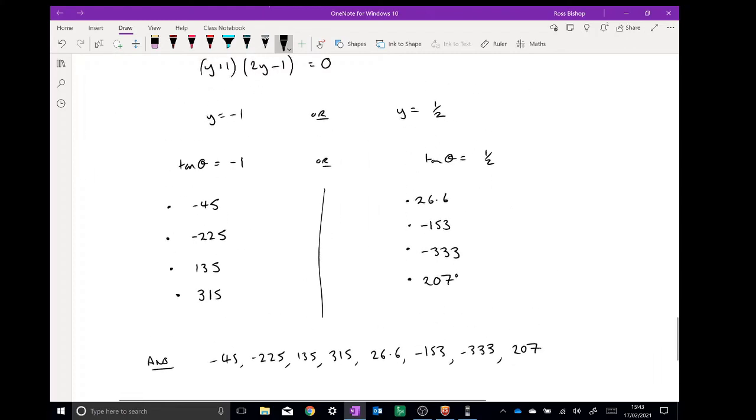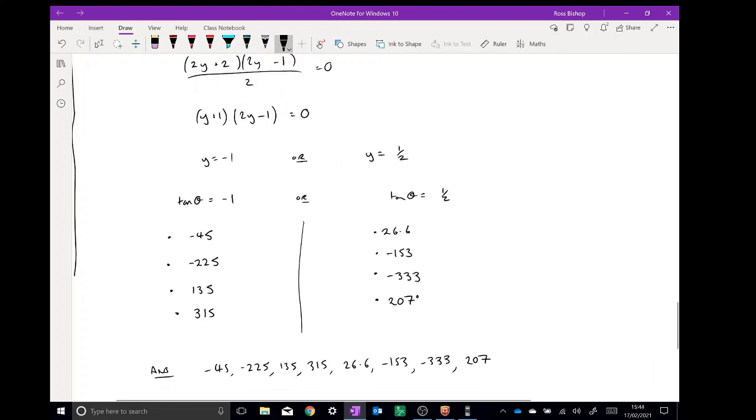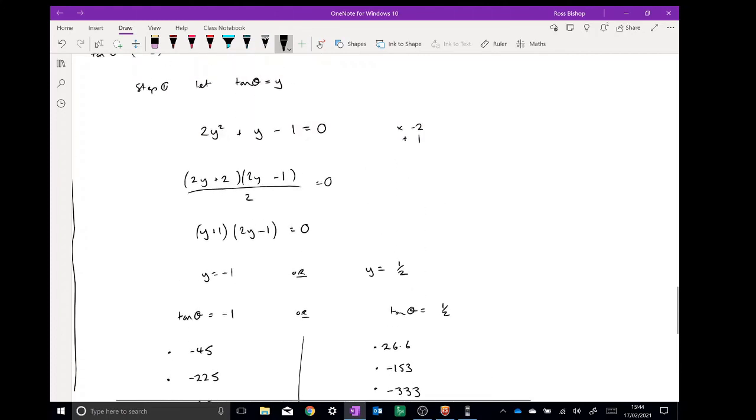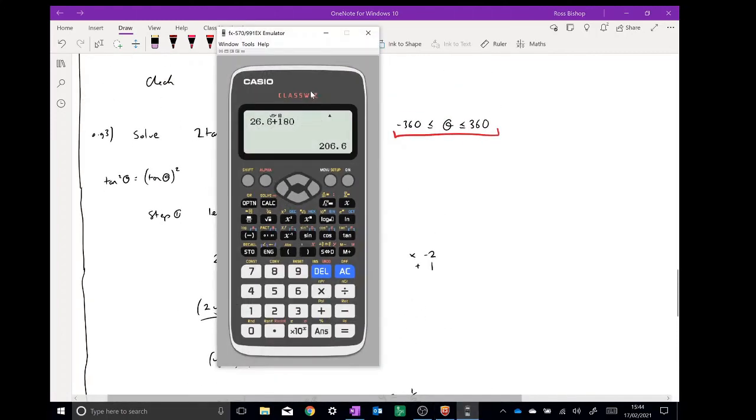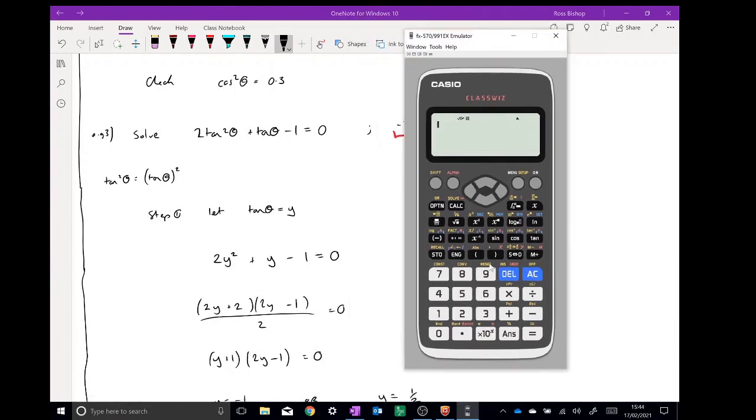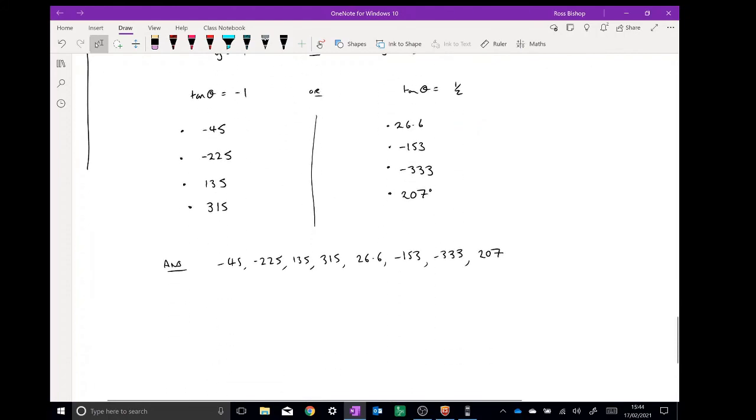So if I go right back to the start again, let's just pick, say, minus 153. So it's 2 tan minus 153, all of that squared, plus tan minus 153, minus 1. Hopefully this gets close to 0. Yeah, again, the problem is only because of rounding, but yeah, that's pretty close to 0. So I know that one's good, and I could go through and test all of those if I wanted to.